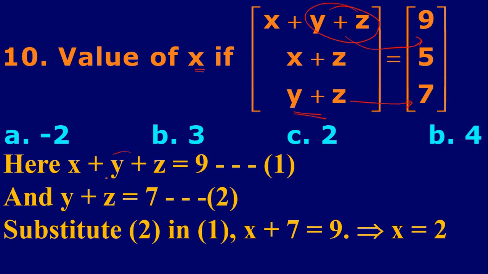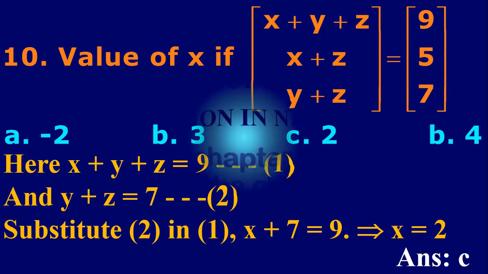Now what we do is substitute the y plus z value. So substitute 2 in 1. That is, we get x plus 7 equal to 9. So take 7 to the other side, we get x equal to 2. So therefore option C is correct. So here option C is correct, x value is 2. These two matrices are equal, so compare the corresponding elements. So we get x plus y plus z equal to 9 and y plus z equal to 7. So when we substitute equation 2 in 1, we get x equal to 2.